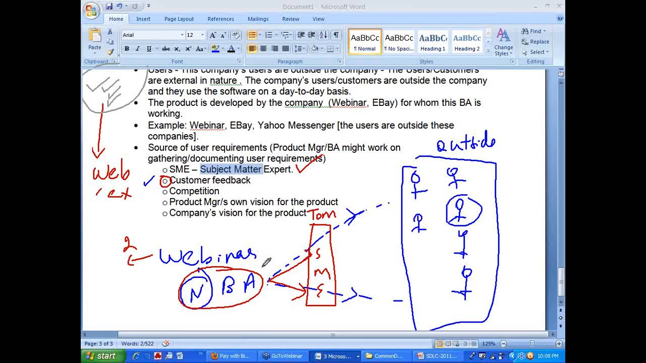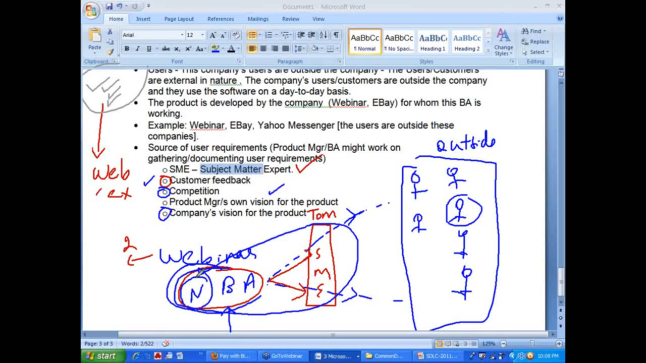Competition. Both the BA and the SME are keeping an eye on the competition like WebEx, Microsoft Meeting, IBM Meeting, etc. That is another source of requirements. Also, you need to look at your own vision. Nandu has a vision too. Nandu has some ideas that can be incorporated, and the company's vision. The company has a certain vision for the product, but all these requirements are routed through Tom and Nandu. So together they will work to define requirements.